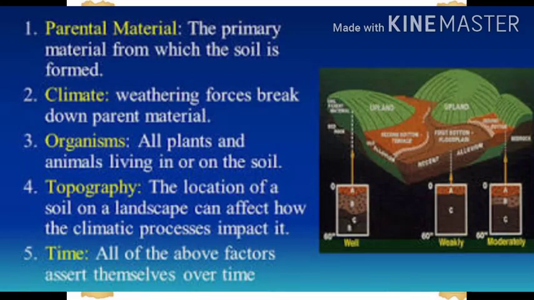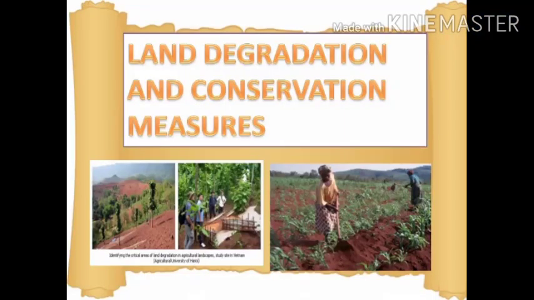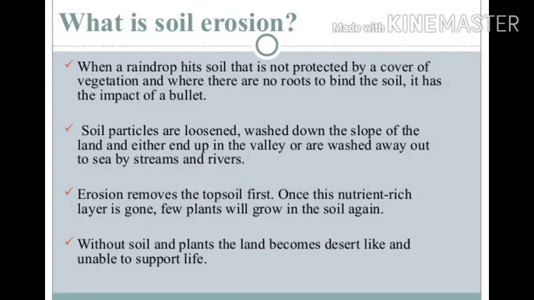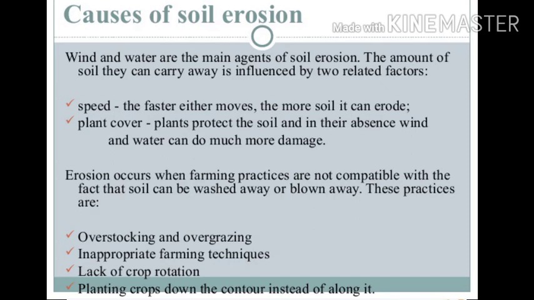Now see, our next point is degradation of soil and conservation measures. Soil erosion and depletion are the major threats to soil as a resource. Soil erosion is the process of detachment and transportation of soil particles. Soil erosion makes the land barren. Both human and natural factors cause soil erosion or depletion.